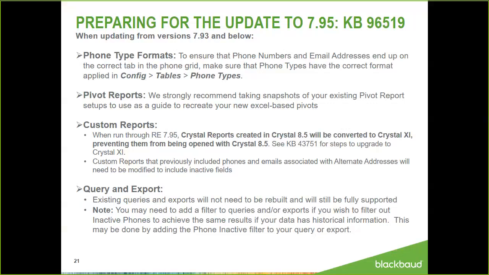If you use pivot reports, since pivot reports use updated Office web application technology, existing pivot report structures like row-column mappings and filters will not remain or convert from 793 to 795. As such, we suggest taking screenshots of your existing pivot reports so that you can use them as a guide to recreate the reports after the update.